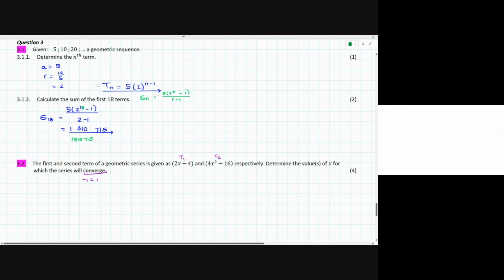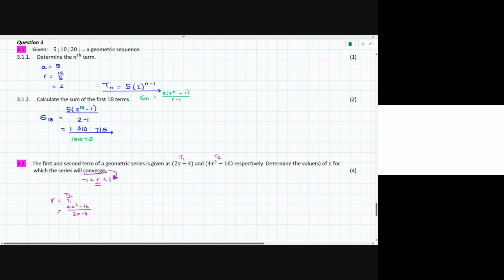Now, what's really important is that we remember this inequality. Anytime we talk about a converging series, we are talking about this inequality. So first things first, when I get a question like this, I need to know what r is, because I need to know what r is to put it into that inequality so that I can see between which values it will converge. So r is determined by taking term 2 divided by term 1. And so that's what I'm going to do. Term 2 is 4x squared minus 16 over term 1, which was 2x minus 4.